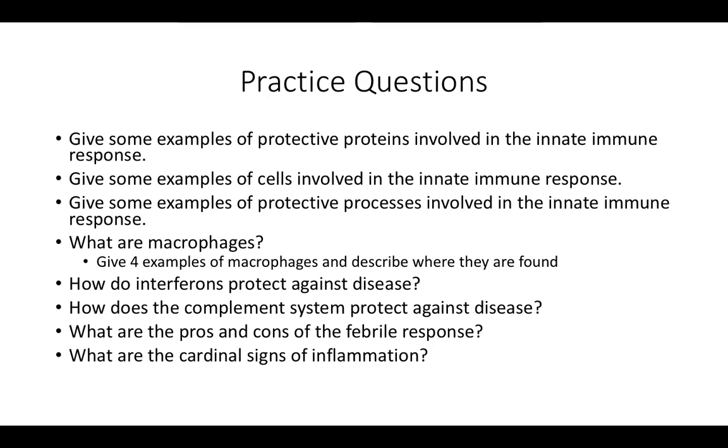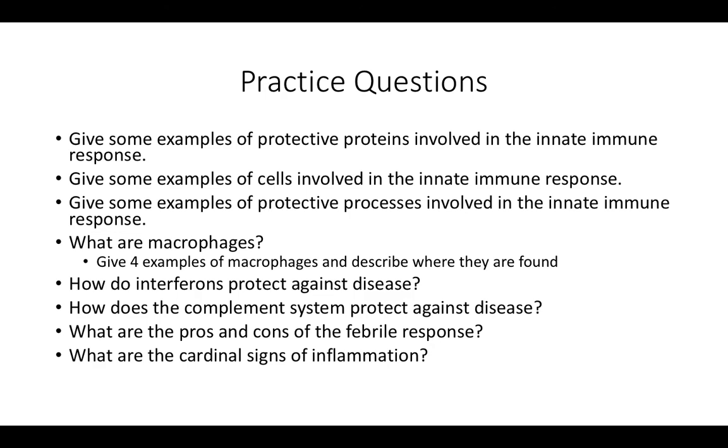Give some examples of protective processes involved in the innate immune response. So that's going to be things like fever and inflammation. Tell me, what are the benefits of those? What are macrophages? Give me some examples of macrophages and tell me where they're found. How do interferons protect against disease? Remember, they alert their neighbors and do some other things, so tell me about that. How does the complement system protect against disease?